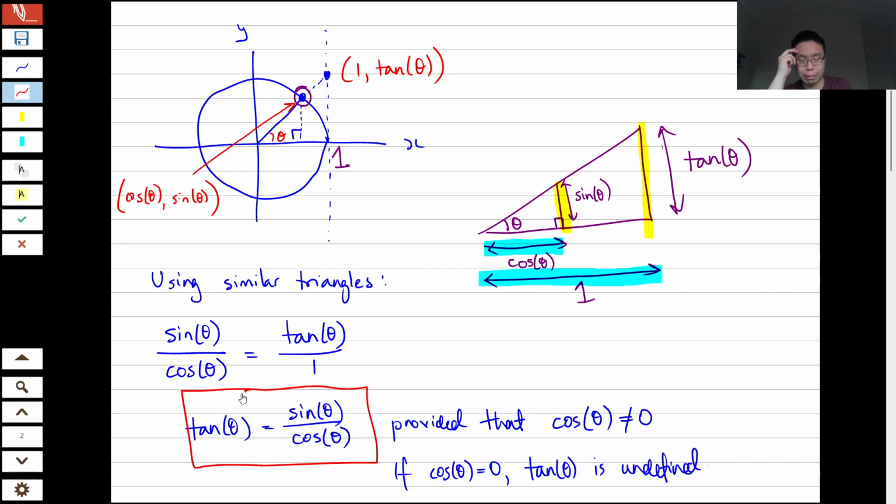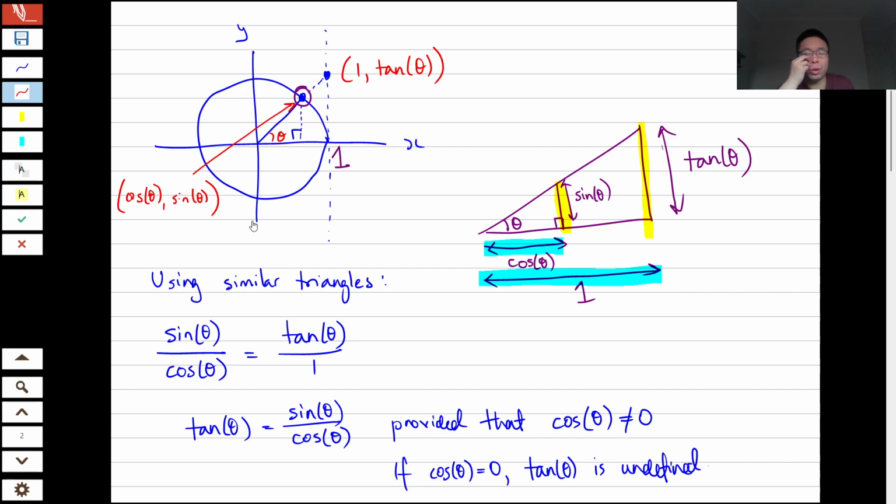And that's something that you should have memorized in this class. Please note that if cosine is 0, so that is pi on 2, 3 pi on 2, plus n pi, where n is an integer, then tan is undefined. It goes off to positive infinity or negative infinity. And that's why if you try tan of 90 degrees on a scientific calculator, it returns a math error. So that's the definition for tan.